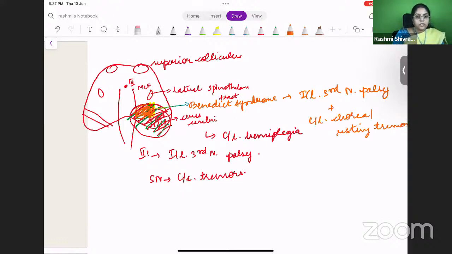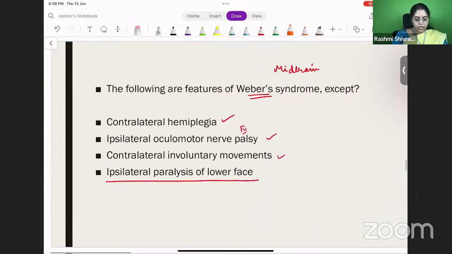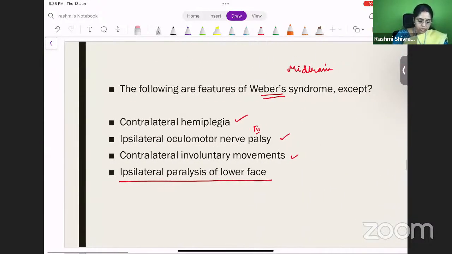Okay. So other things that you must remember are Claude syndrome, Benedict syndrome, and Weber syndrome. These are all very important in the midbrain. So the answer to this question will be: ipsilateral lower paralysis of face will not be there.